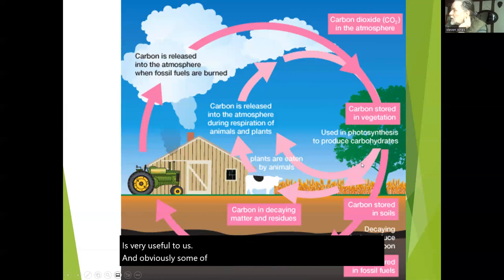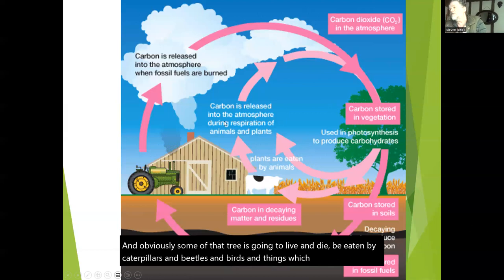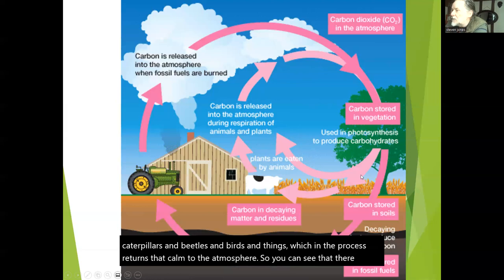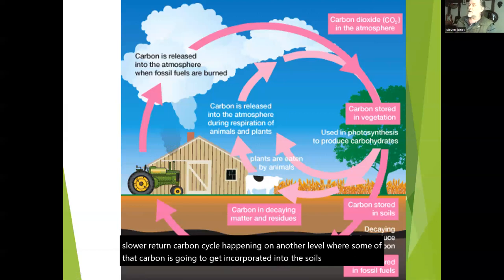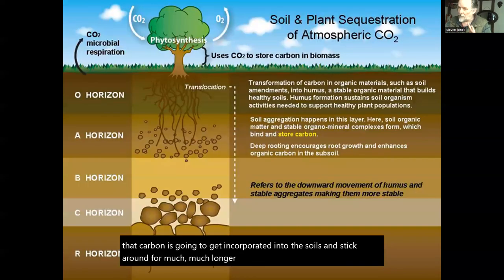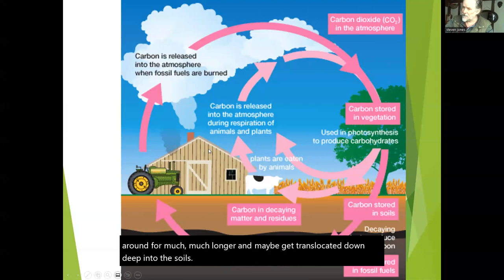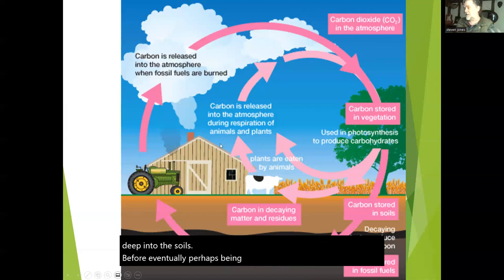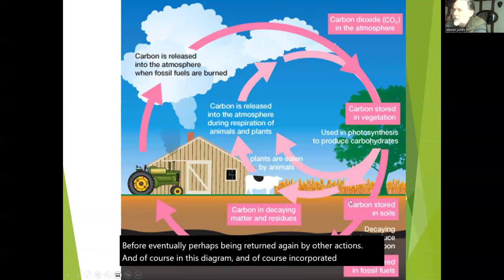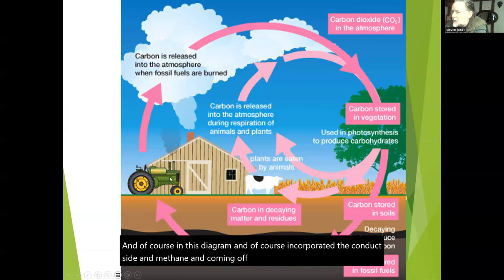And obviously, some of that tree is going to live and die, be eaten by caterpillars and beetles and birds and things, which in the process returns that carbon to the atmosphere. So you can see there's a quick return carbon cycle happening at this level. And then there's a slower return carbon cycle happening on another level, where some of that carbon is going to get incorporated into the soils and stick around for much, much longer, maybe get translocated down deep into the soils before eventually perhaps being returned again by other actions. And here, in this diagram, they've incorporated the carbon dioxide and methane coming off from animals, and also carbon dioxide coming off from burning fossil fuels in our tractors. And you can think about how the store of carbon in the soils, as we interact with it, becomes part of the carbon cycle again.